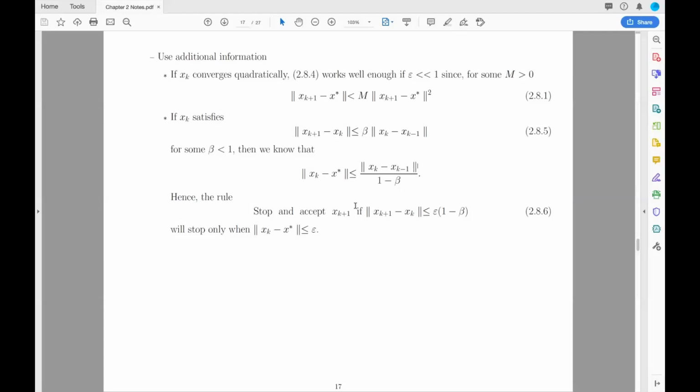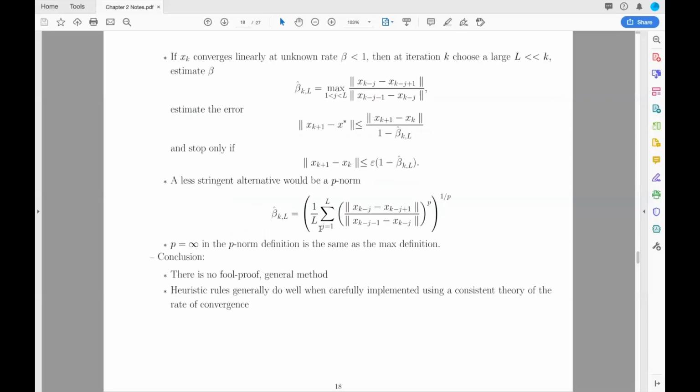Now, you stop and you accept x_{k+1}. If you have a target of epsilon, you stop and accept your most current iterate if the change from the previous iterate is not just less than epsilon, but less than epsilon, your target accuracy, multiplied times 1 minus beta. So if beta is 0.9, this has to be less than epsilon times 0.1. So it's much tighter than any simple rule.